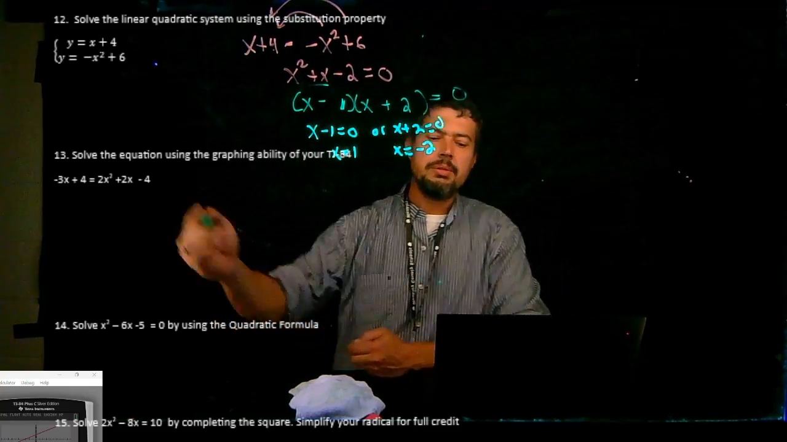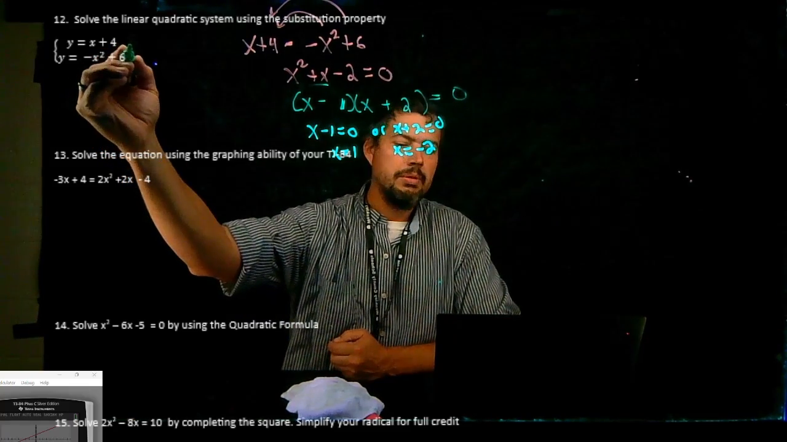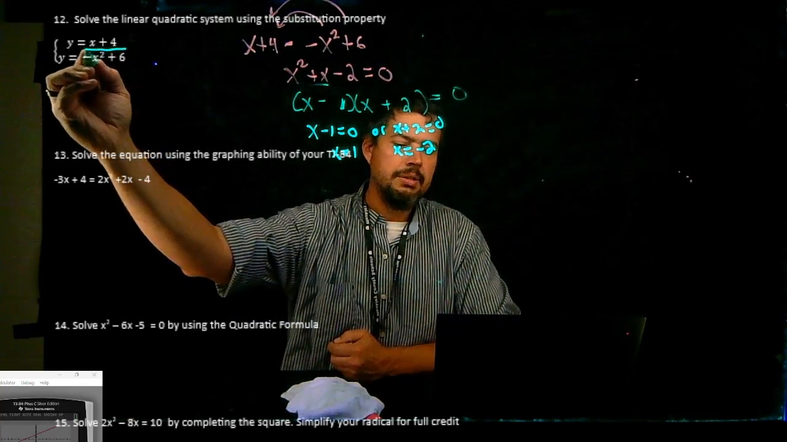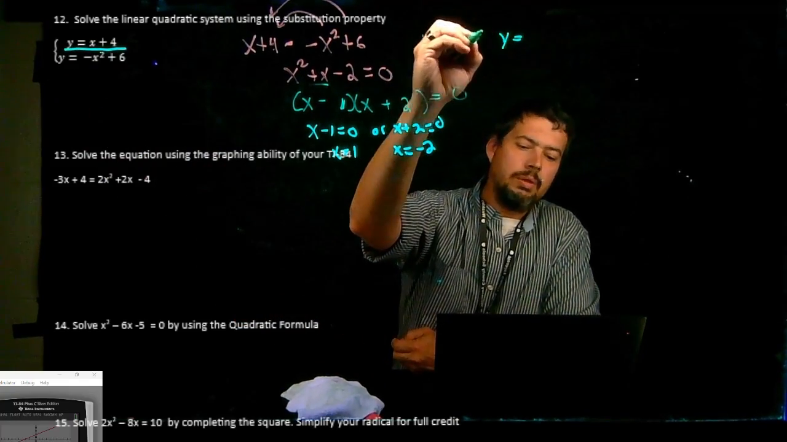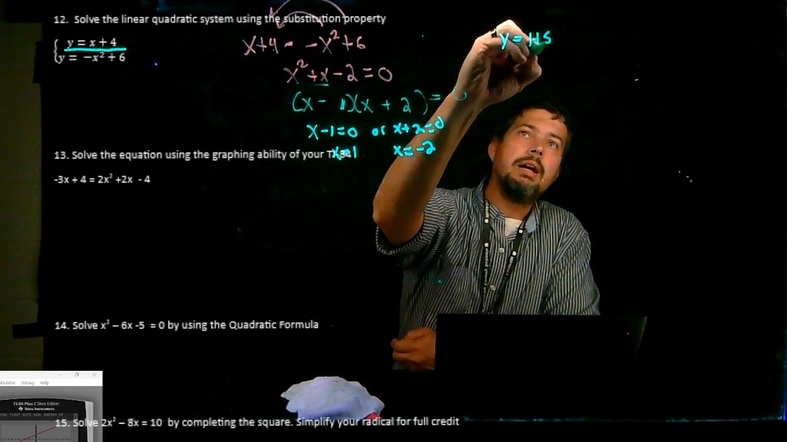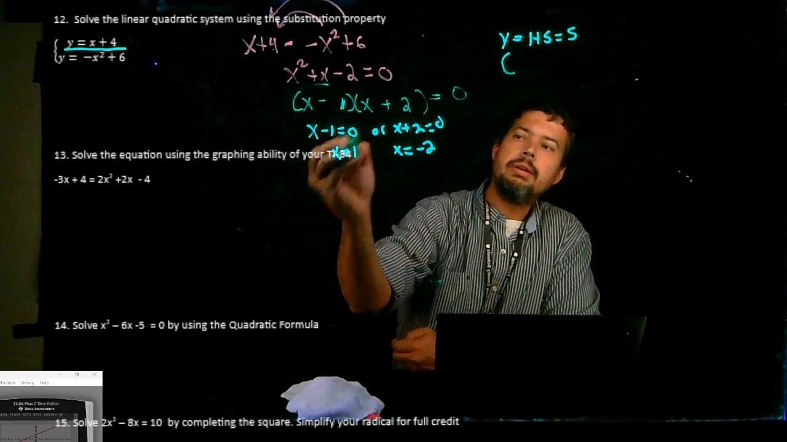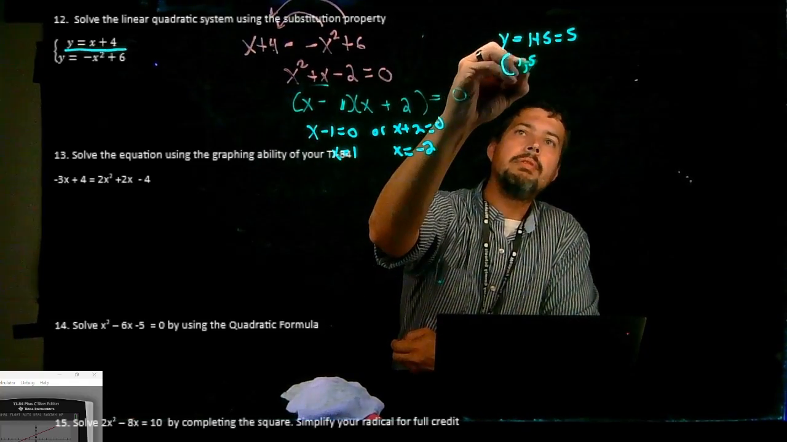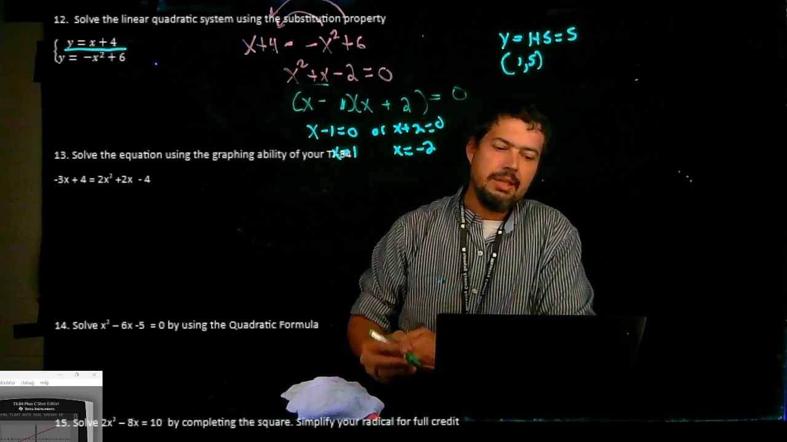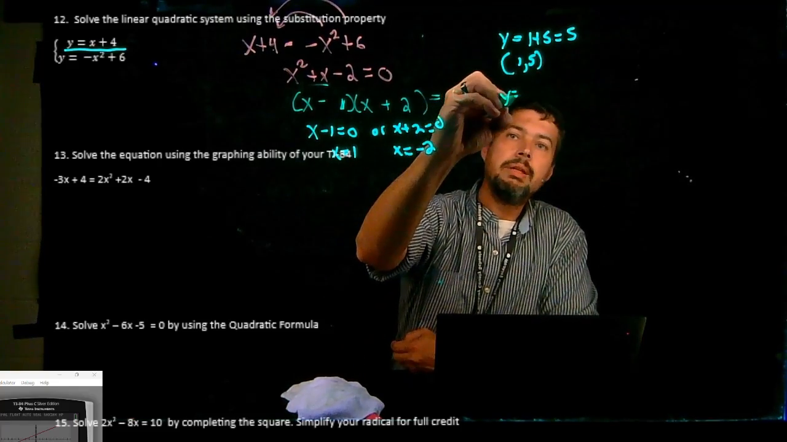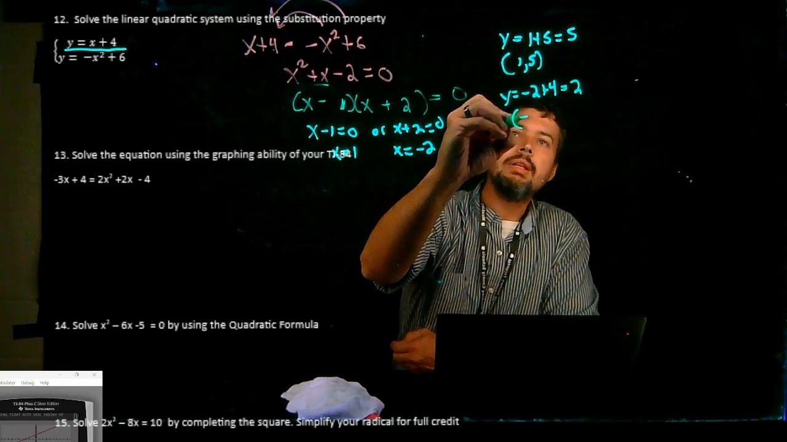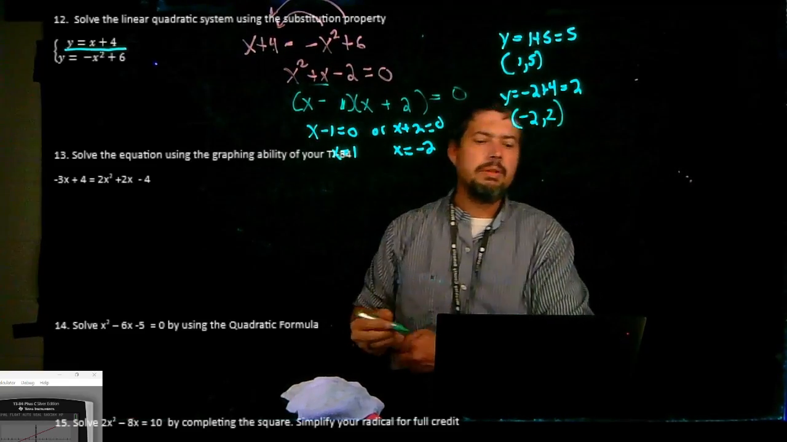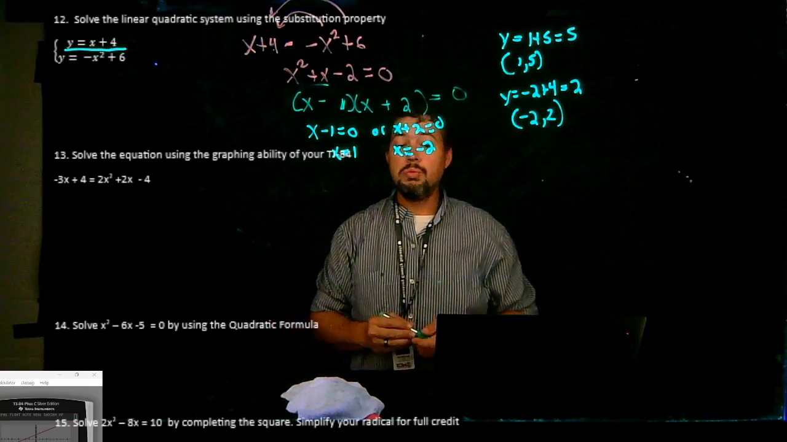Now, we're going to use substitution again. I'm going to go after this equation right here. It's an easy one. If x is 1, y is 1 plus 4, which is 5. So my ordered pair here was 1, comma, 5. If x is negative 2, y would be negative 2 plus 4, which is 2. So I get the ordered pair negative 2, 2. And if we looked at a graph on a TI-84, those would be the answers.